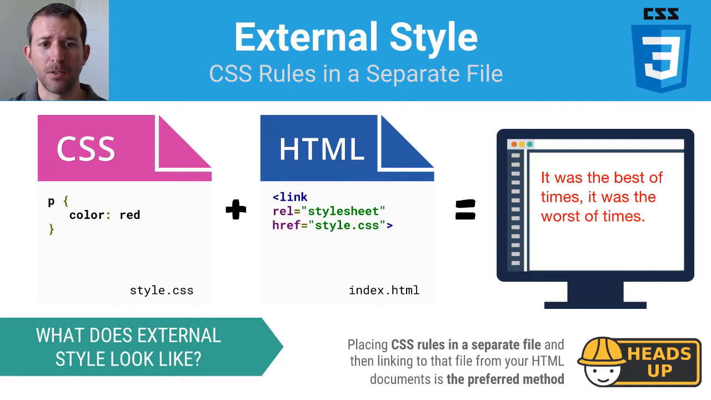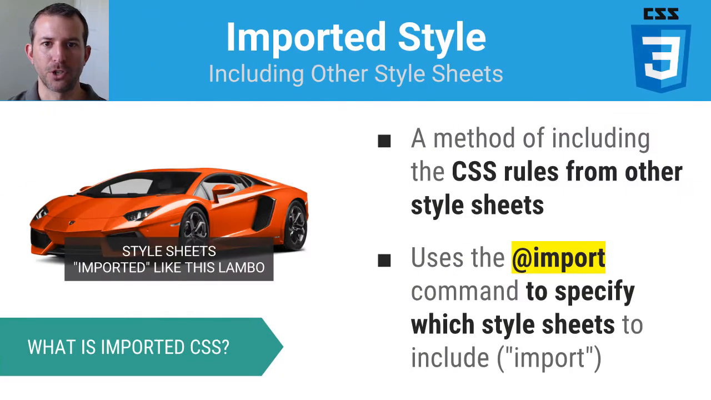So external style looks something like this. You're going to have your style sheet. Your style sheet will normally have a .css extension. It will contain your CSS rules. Here I have one rule, which styles the text of a paragraph. And then within the web page, in the head of the document normally, you will find a link element which brings that style sheet in by name. So by placing all the rules in a separate file and linking to that file, we can use that file as many times as we wish.